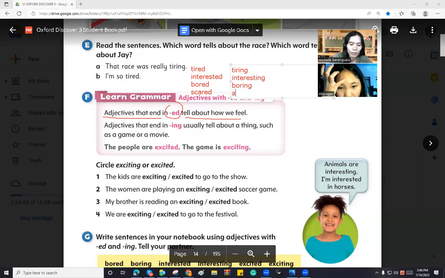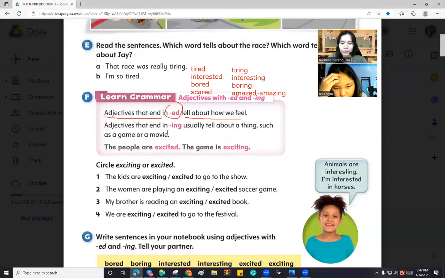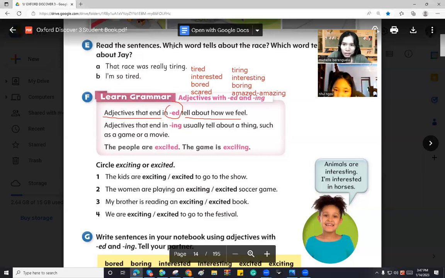Next, we also have the word amazed. That is ed, and then it will become amazing. Yeah, amazing. All right, next one, let's move on to this example. Please read. The people are excited. The game is exciting. Yes, very good. So, where is the adjective here, Ngoc? Excited and exciting. Okay.